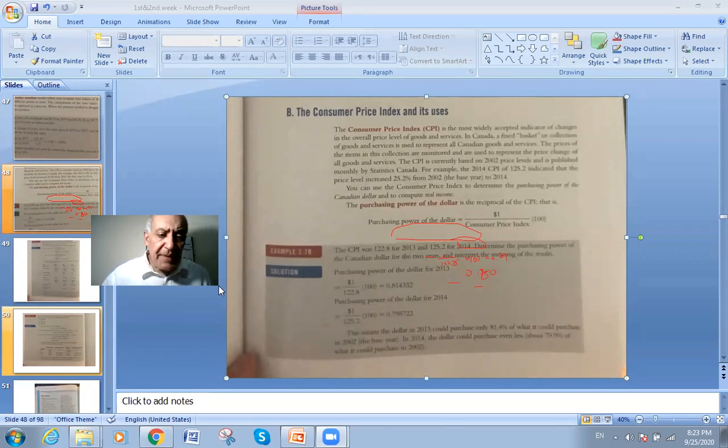I'm here now on page 49, guys. I'm on page 48. So what do we mean by the Consumer Price Index?